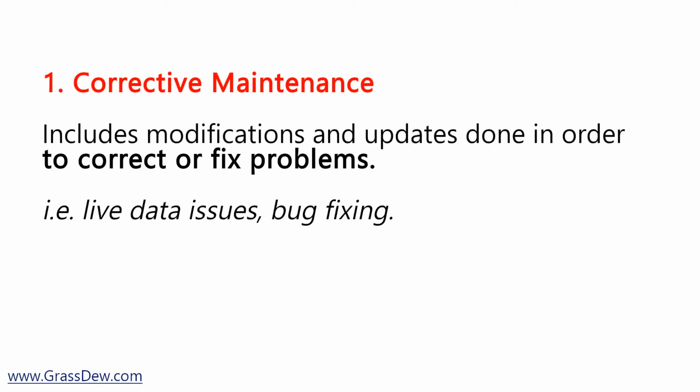First type of software maintenance is corrective maintenance. Corrective maintenance includes modifications and updates done in order to correct or fix the problems in existing live software. For example, live data issues or bug fixing are the corrective maintenance.